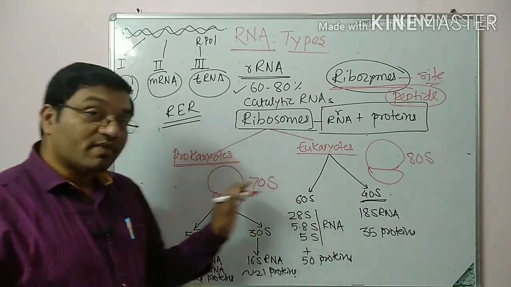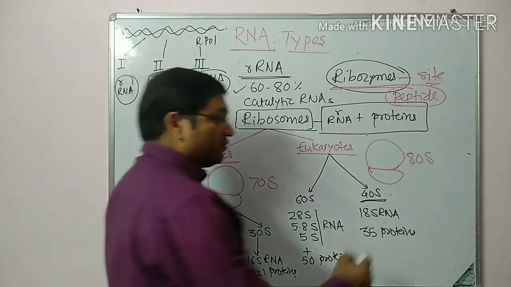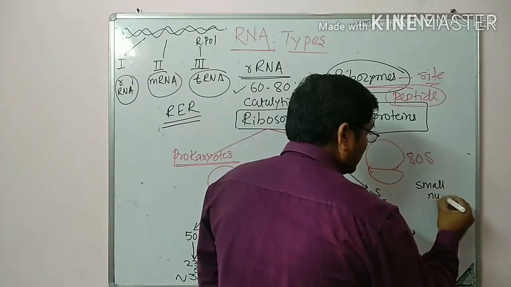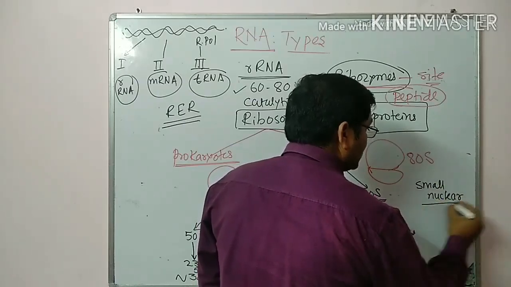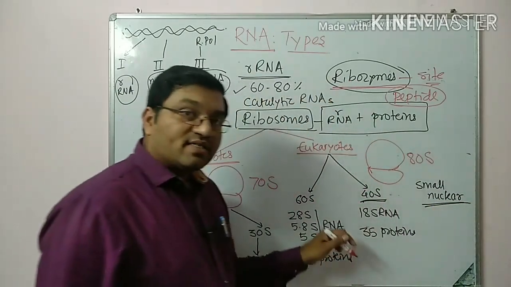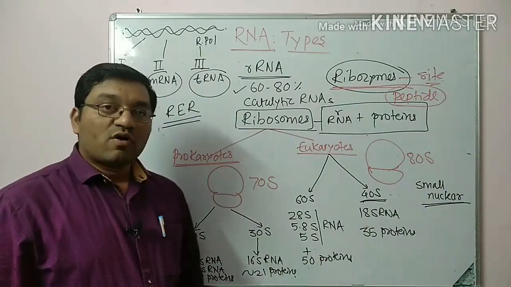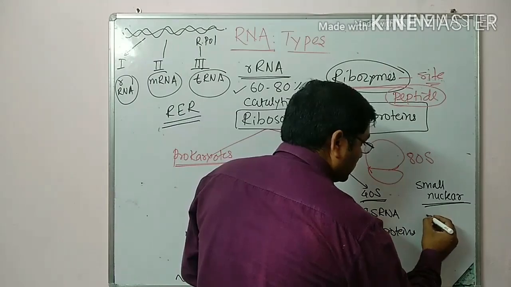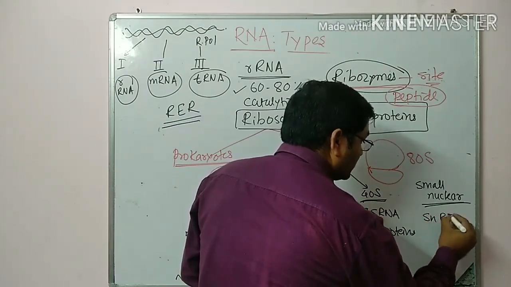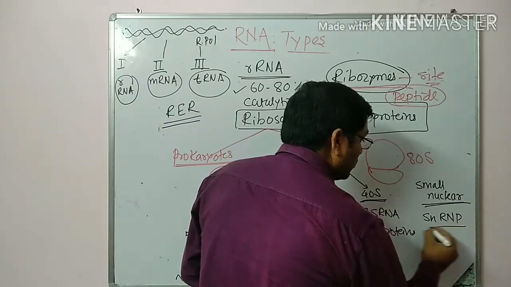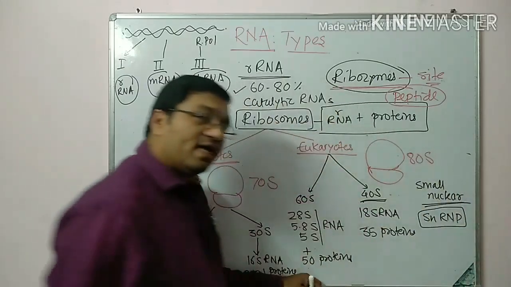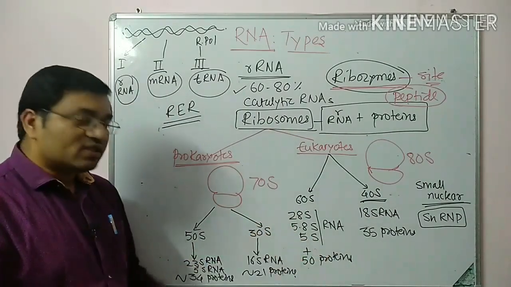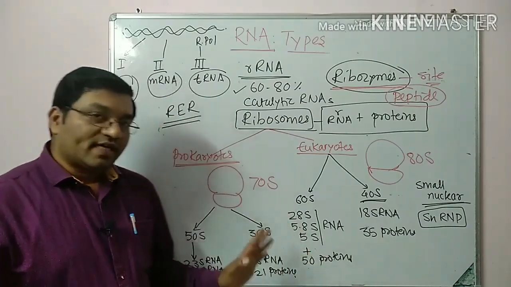Apart from these three major types, there are also small nuclear RNAs, which help in splicing or processing of mRNA. They are known as snRNAs, small nuclear RNAs. They help in splicing or processing of mRNA molecule. So this is about the different types of RNAs.